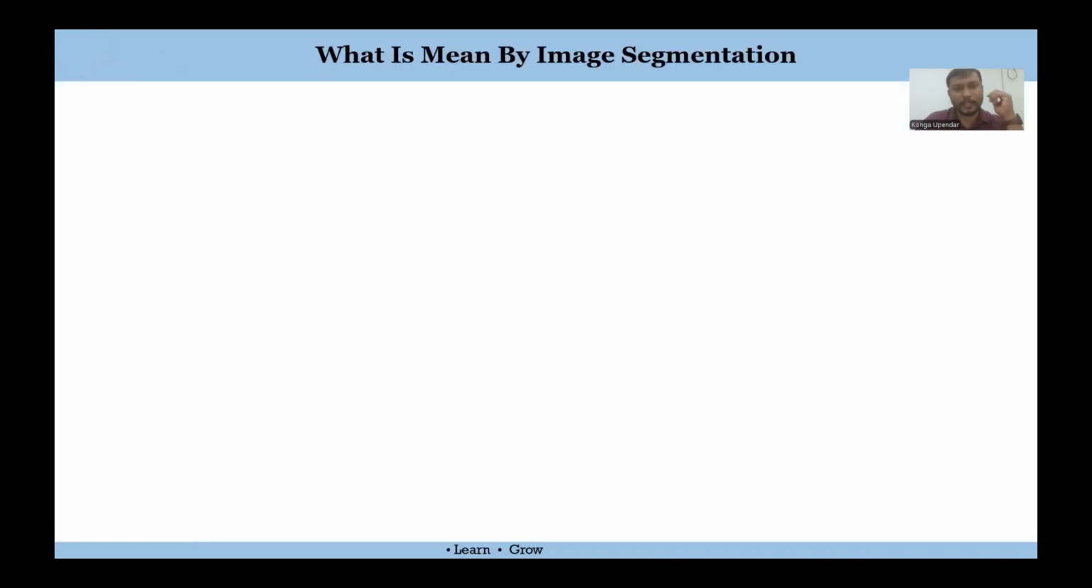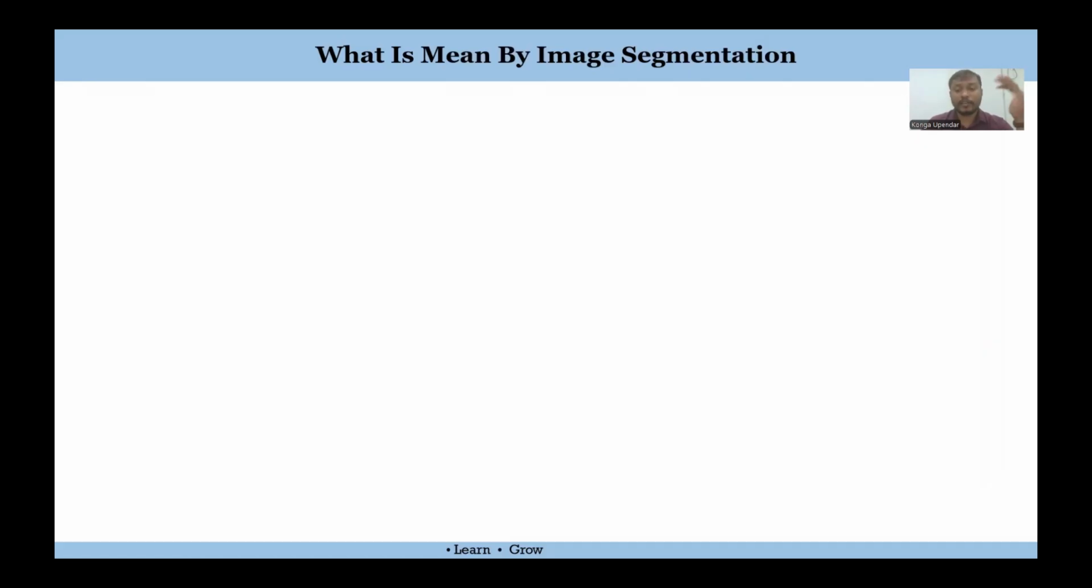So what is image segmentation? I will give you one small definition. Image segmentation is the process of dividing an image into meaningful regions or parts so that each region specifies something specific. It may be the background, it may be the foreground, it may be the region of interest. Okay, this is the definition of image segmentation.